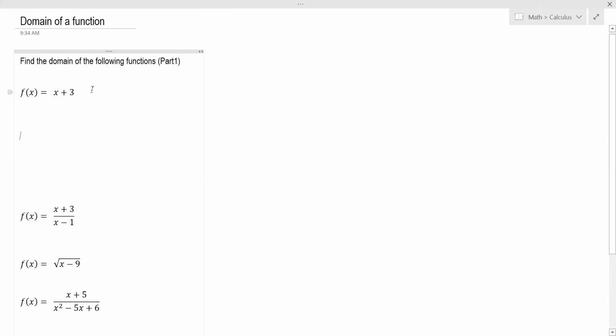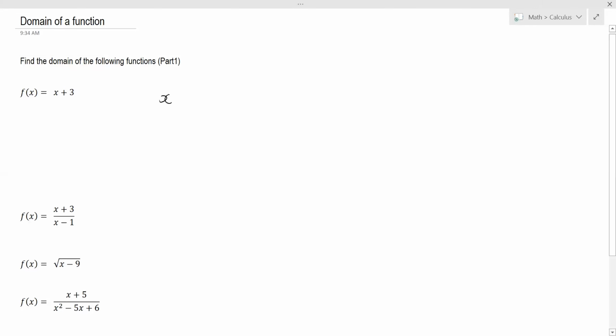Now, when you hear the term domain, you're asking yourself, what are the possible values of x? Can x be 1? If x is equal to 1, then f(x) will be 1 plus 3. It gives us an answer. What are the possible values of x that will give us a definite answer?